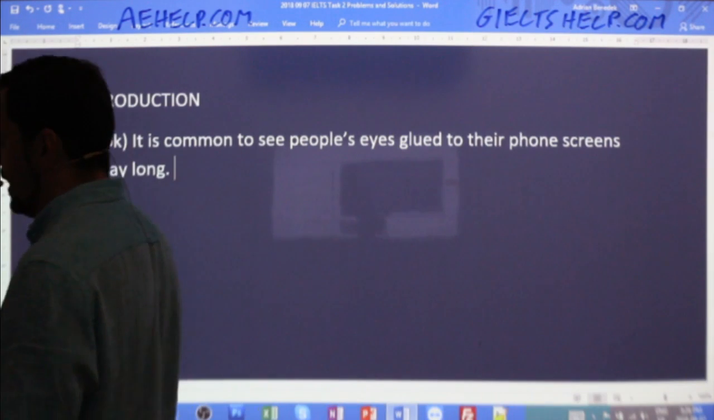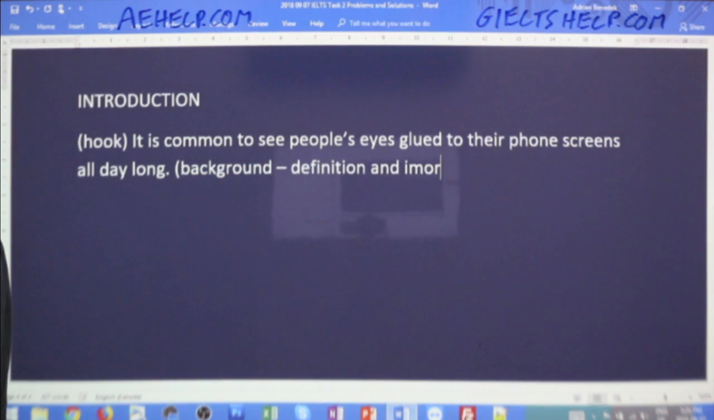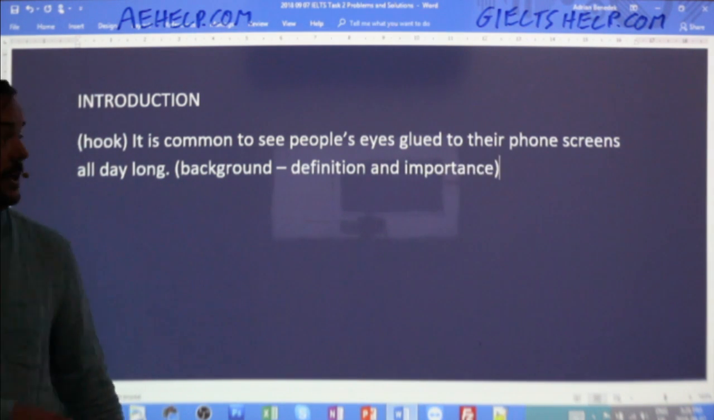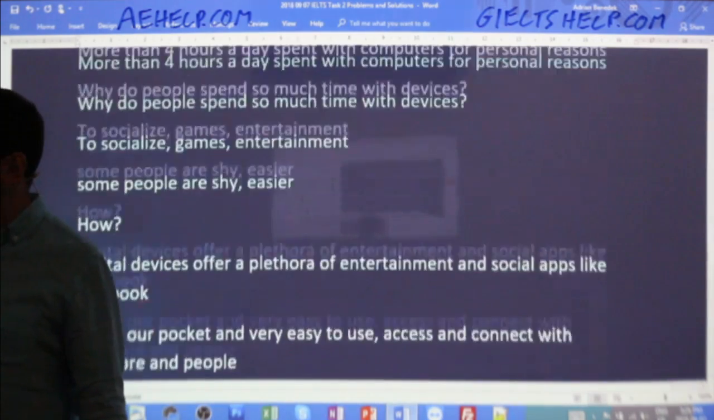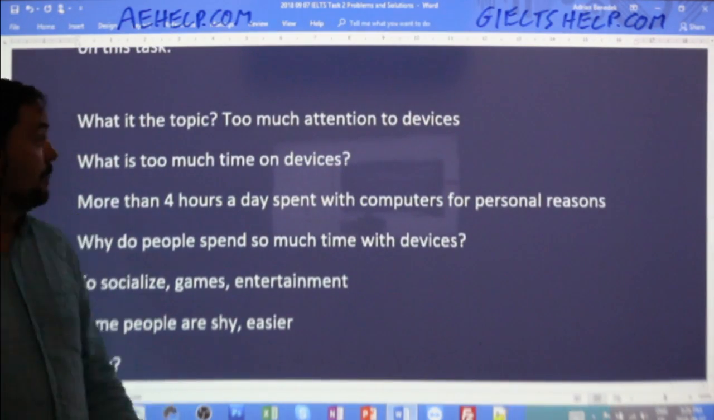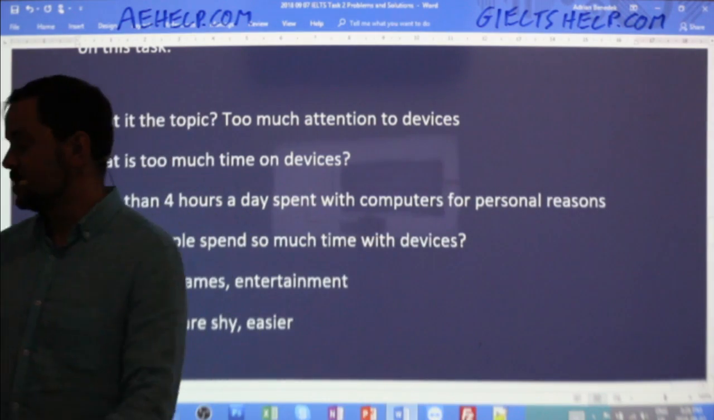Okay. All right. So here we want to give a background. And the background has definition and importance. Okay, and here we can get the definition from the planning, which is basically what I wrote here: more than 4 hours a day spent with computers for personal reasons.